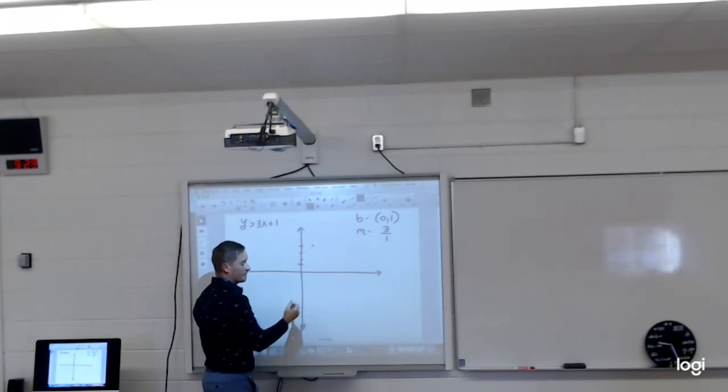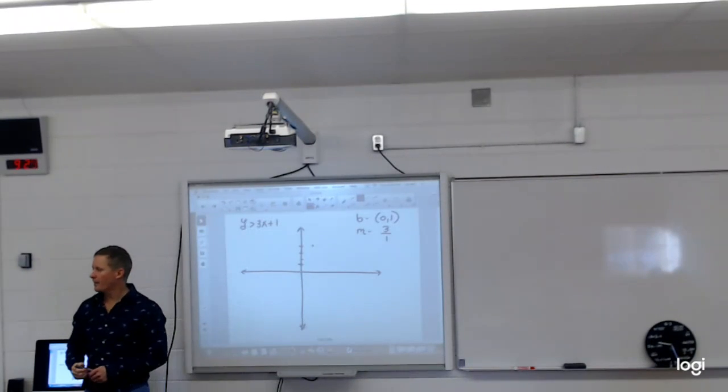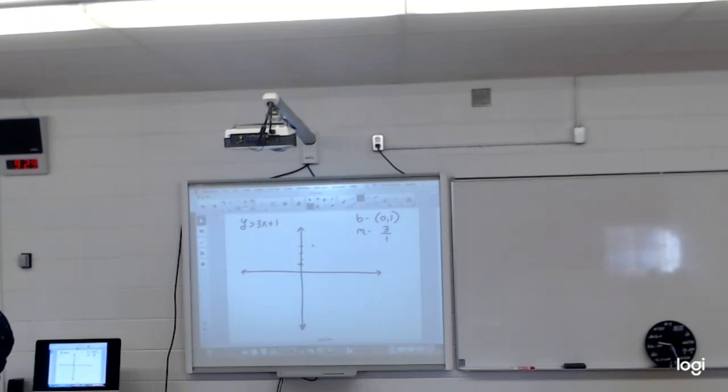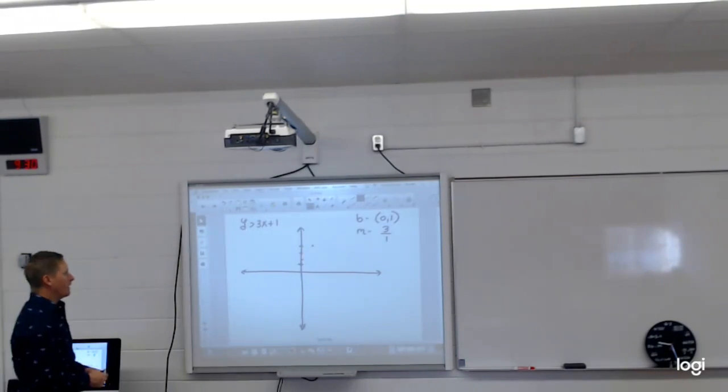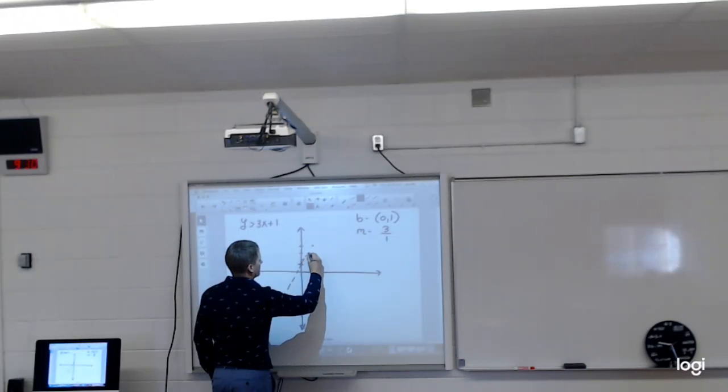How is it 3 over 1? Any whole number can be written over 1. 3 divided by 1 is still 3, right? 4 divided by 1 is 4, so we just add the 1 to help us with slope. All right, so now I draw my dashed line as such.